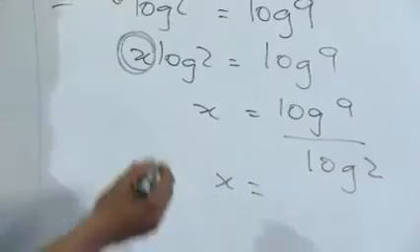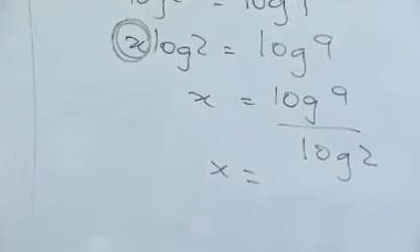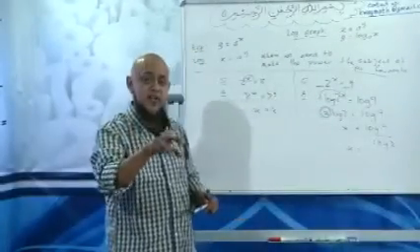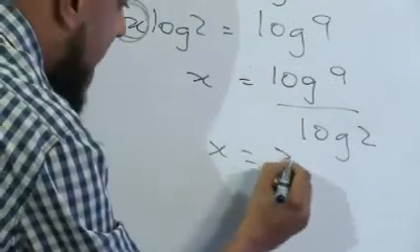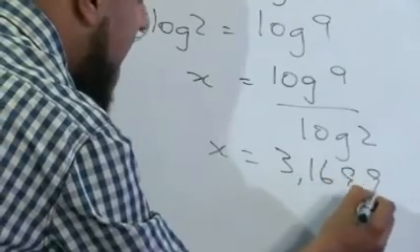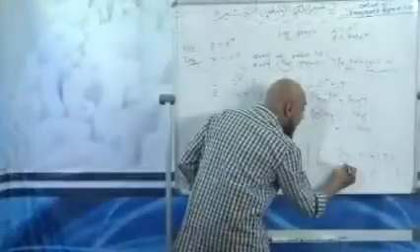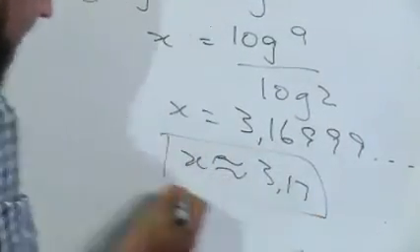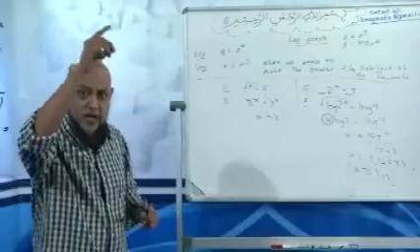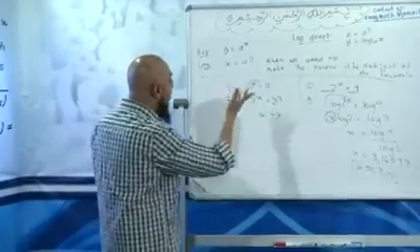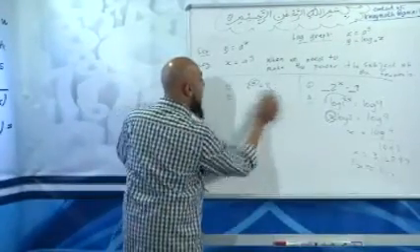Now you can go to your scientific calculator, punch in log 9 divided by log 2, and you get 3,16999 and so on. So x is approximately 3,17. And there we go. That is how we solve for x when x is in the power. Hence the need for logs.